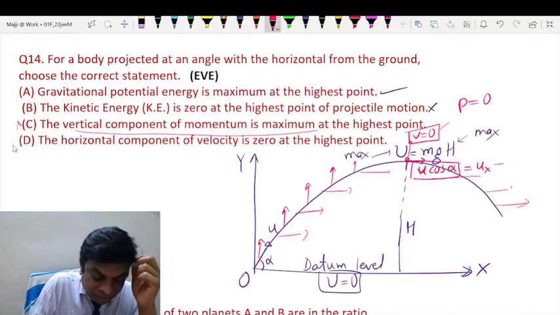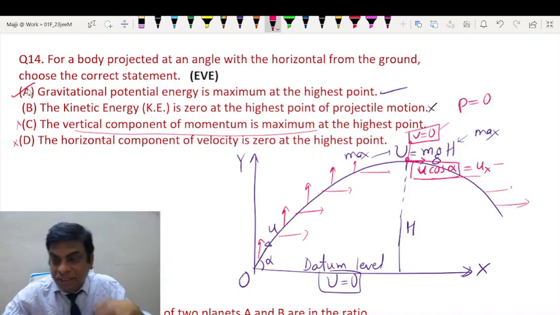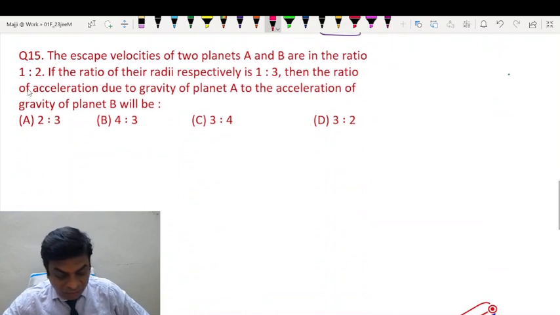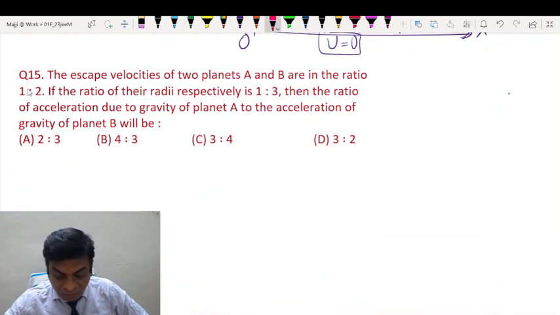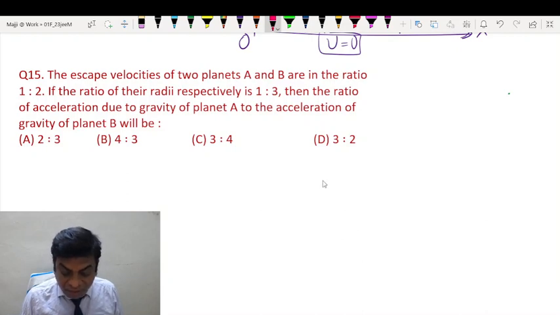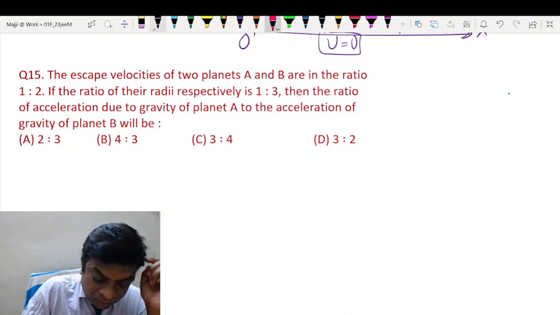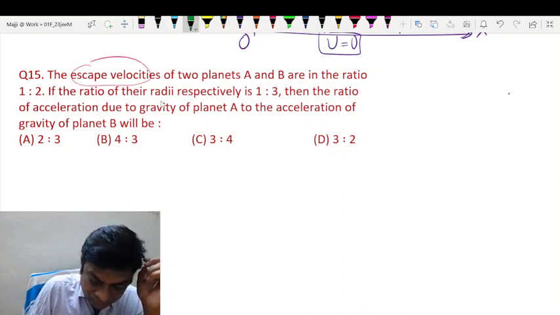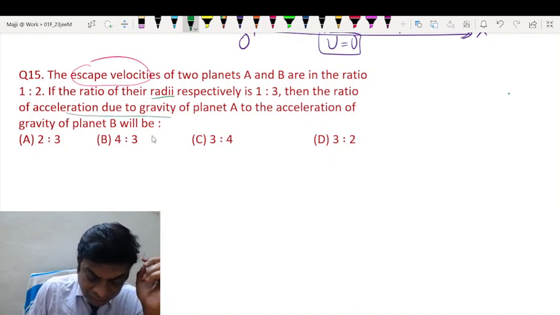It is always fixed. So this is also wrong. So the correct option is A. Moving to the next question. The escape velocities of two planets A and B are in the ratio 1:2. If the ratio of the radii respectively is this, then the ratio of acceleration. So here we have to correlate the escape velocities, then the radius and the acceleration due to gravity.